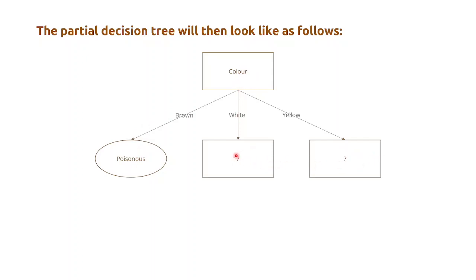We still have to calculate again so that we identify which feature we will use to split here. Maybe we can use shape, maybe we can use surface. Here, we do not know. As for the yellow color, we again have to calculate to identify whether shape or surface is what we use to split. So, let's try to do that. Any questions about how we arrived at this conclusion, why brown is poisonous?